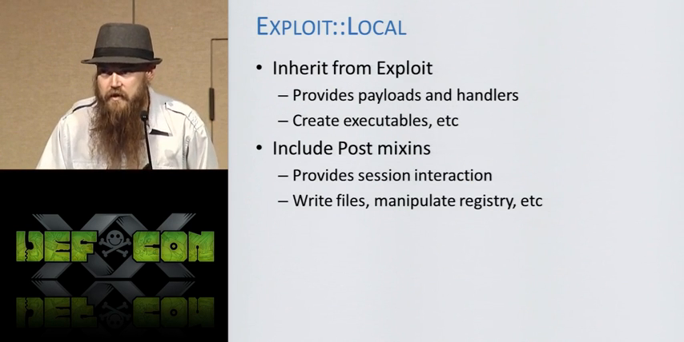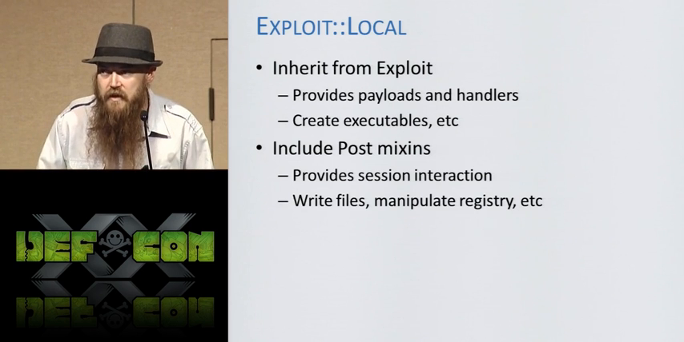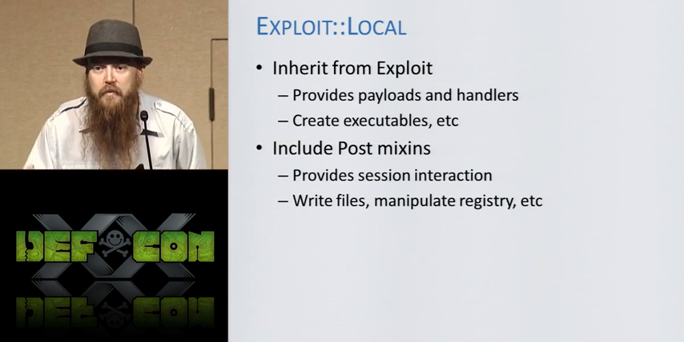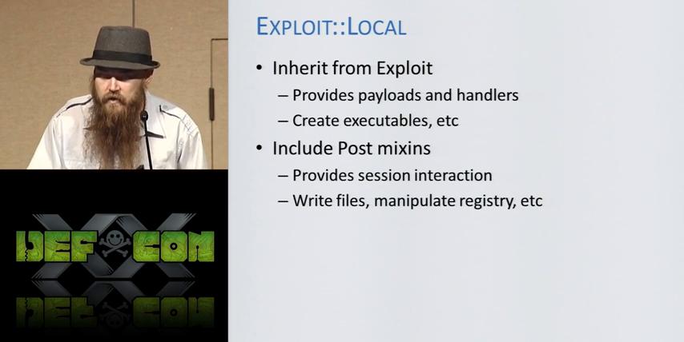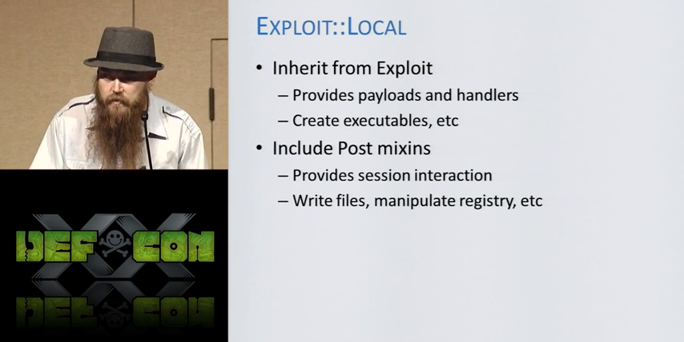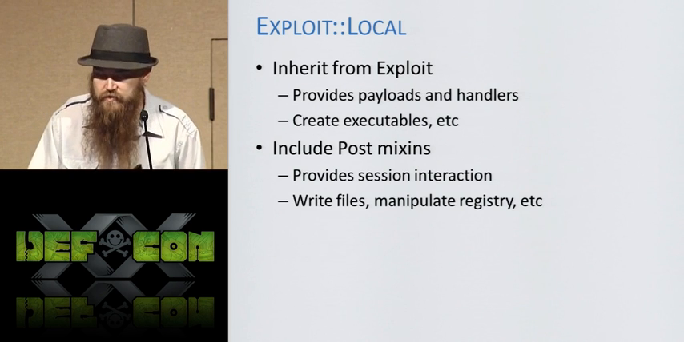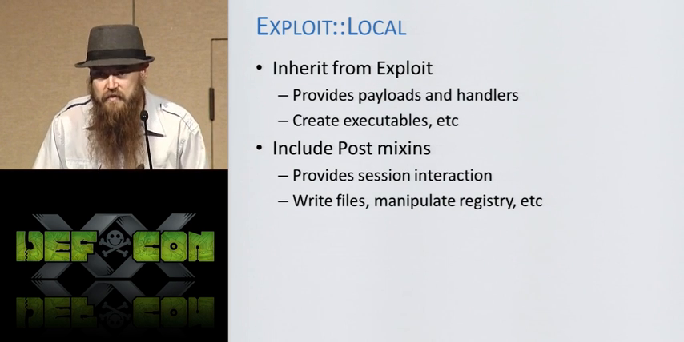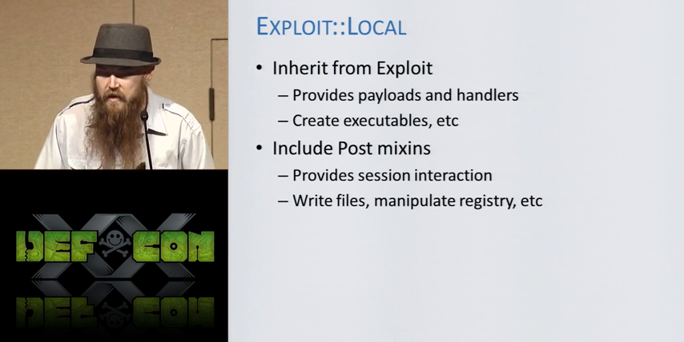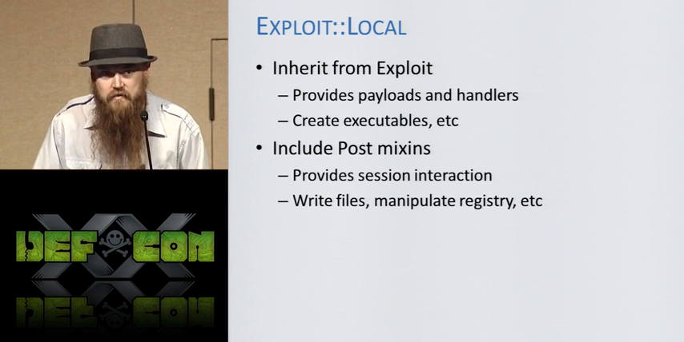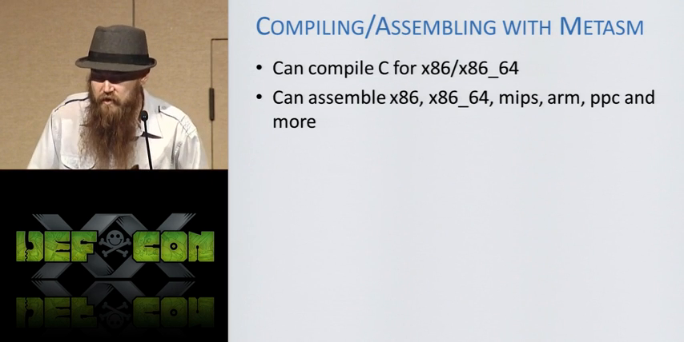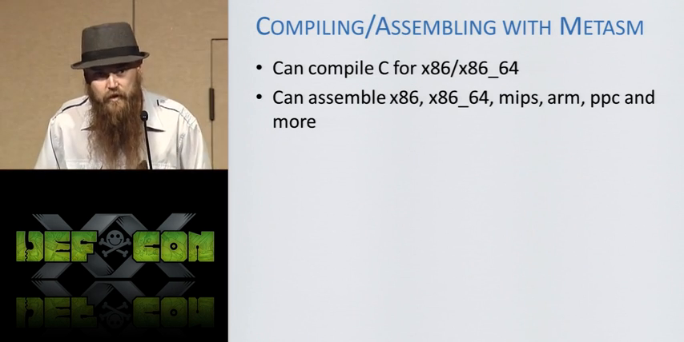This is the part I was talking about where local exploits sort of blur the line between local and remote because you're using something about the session and you're still pivoting into a new role as a new user. But we use post mixins to be able to do all the post stuff and exploit mixins to create executables and that sort of thing. We can compile C for those two architectures and assemble for all of those and a whole bunch more.